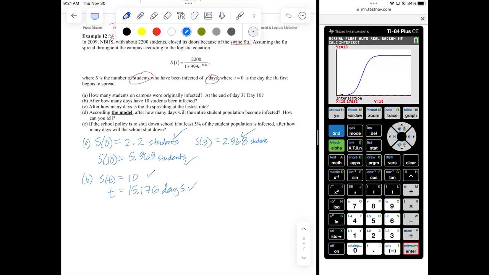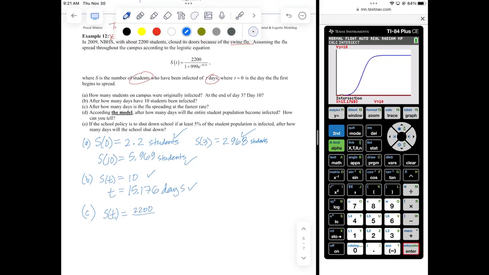All right. C, after how many days is the flu spreading at the fastest rate? This requires you to remember something about the equation itself. It's the inflection point. The inflection point is where this graph is the steepest. That's where it is spreading at the fastest rate. So you're going to have to show me that you're setting S of t equal to what?